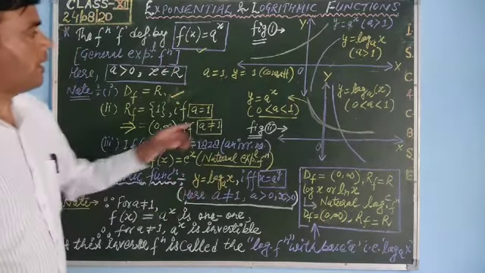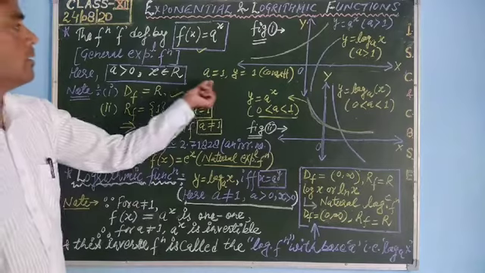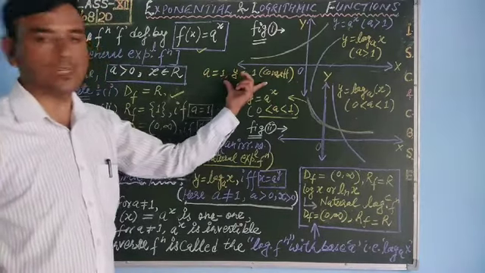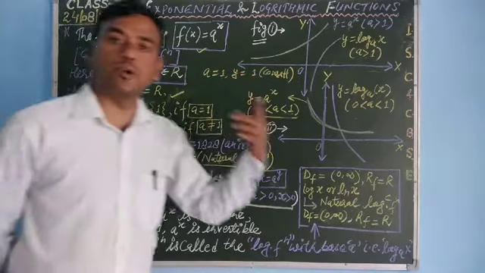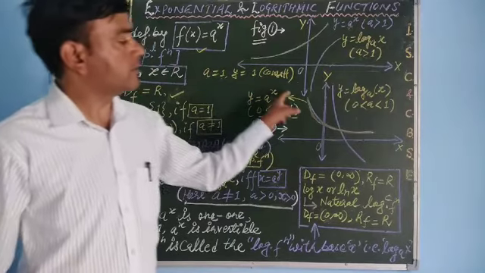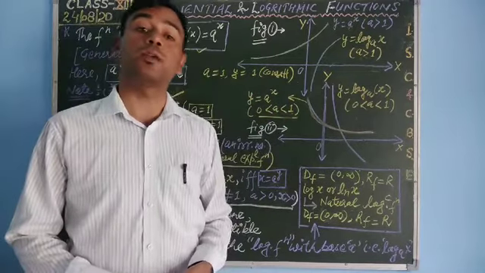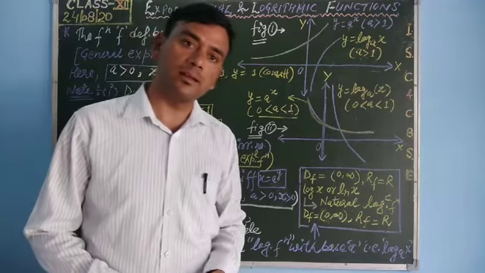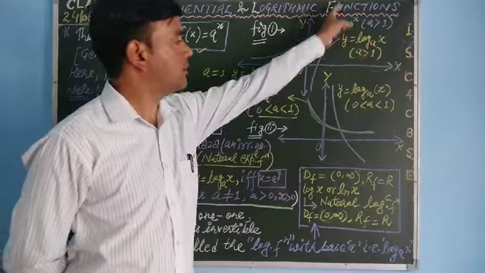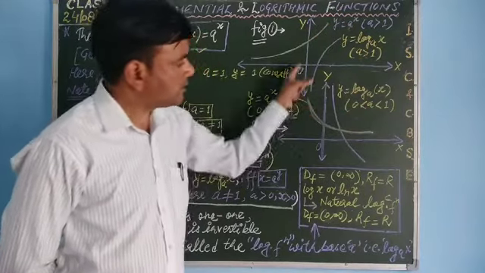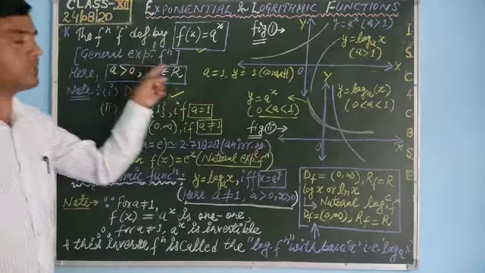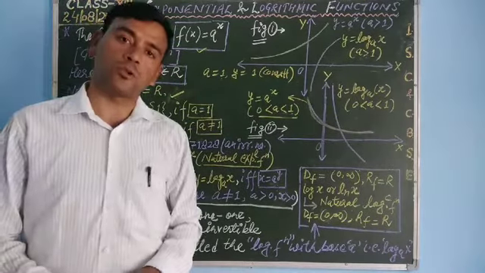So you can say that, except 1, when a is not equal to 1. When a is equal to 1, the value of the function is always constant, and that is a constant function. But when a is not equal to 1, meaning a is greater than 1 or a is less than 1, then the graph of the function is a strictly monotonic function. Because for a greater than 1, the graph is increasing, and for a less than 1, the graph is strictly decreasing. So the graph of the general exponential function is a strictly monotonic function.